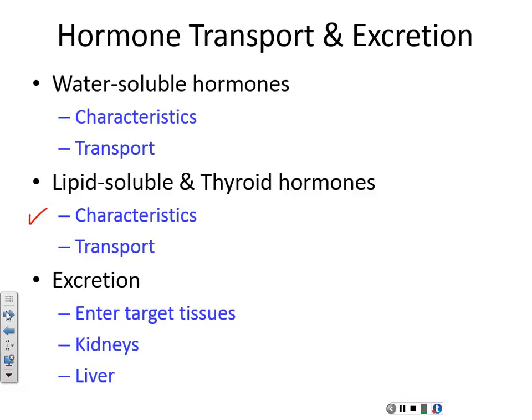And then how do you excrete hormones? We just talked about control of secretion, and you excrete them by removing them from blood, is what we mean by excretion here. You could remove them from blood by getting into the target tissue, into the cell. That's how it's removed from blood.